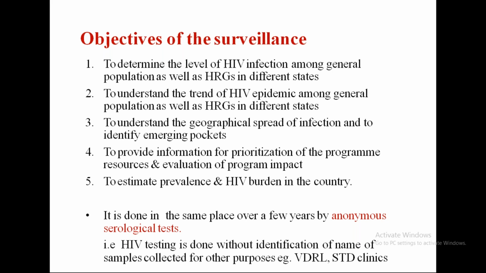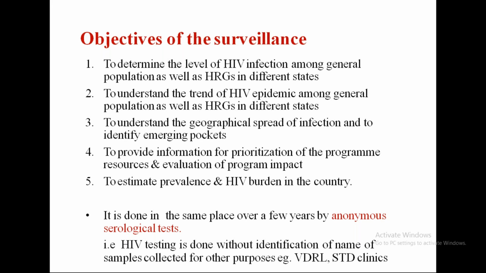Suppose the graph is increasing among the general population, then we have to be very careful. Because if the graph is increasing day by day among the general population, we need to strategize correctly so that we can stop the spread of the disease among the general population. So we have to frame another sort of strategies to stop the spread of the disease among the general population.